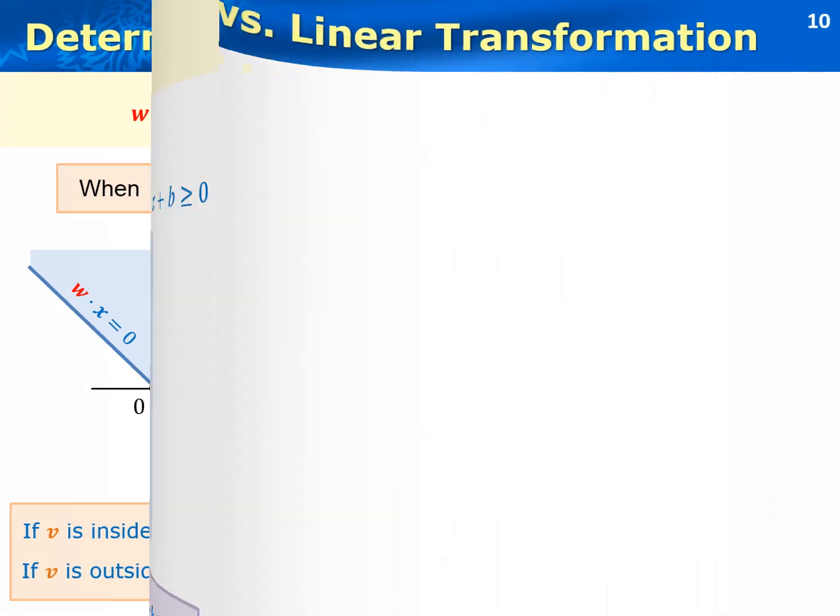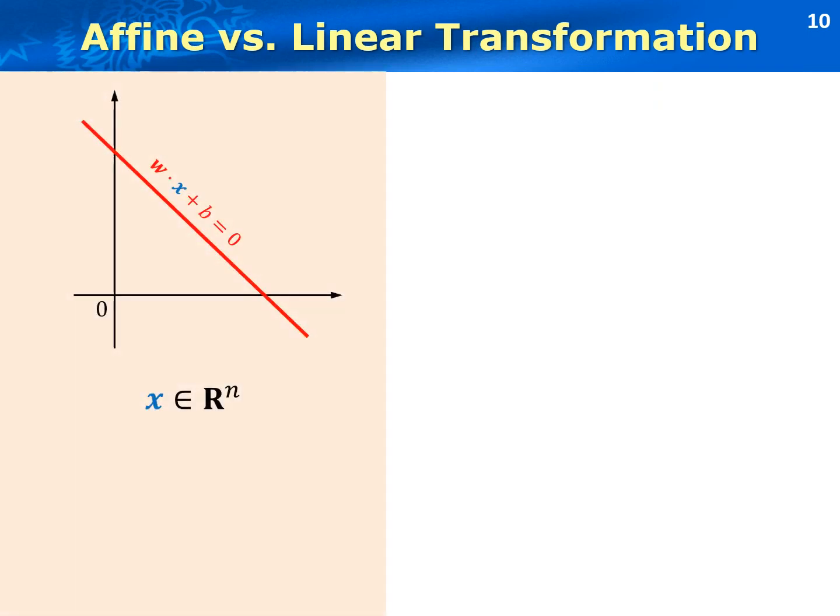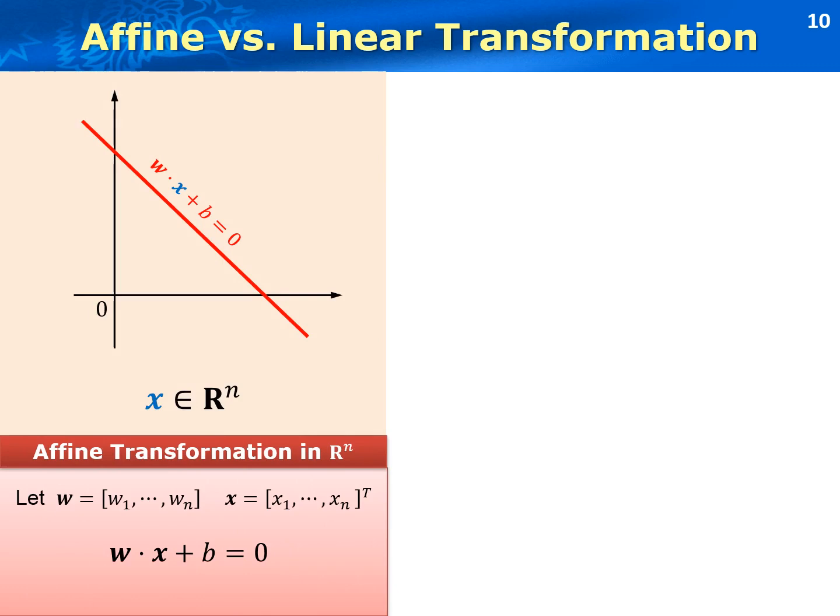To be more specific, we now introduce two transformations in mathematics. One is affine transformation, the other is a linear transformation. If the line wx plus b equals 0 is not across the 0 point, we call it affine transformation.